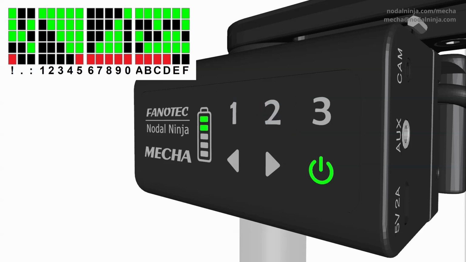After entering the code, MECHA displays it on the LEDs, allowing you to check if the code is correct. Then you can press either the left arrow button to confirm or the power button to cancel.